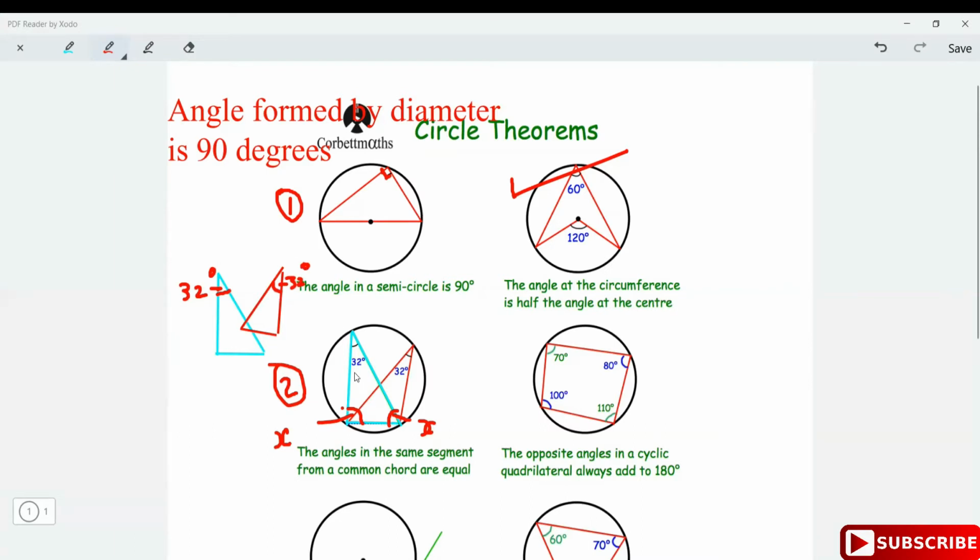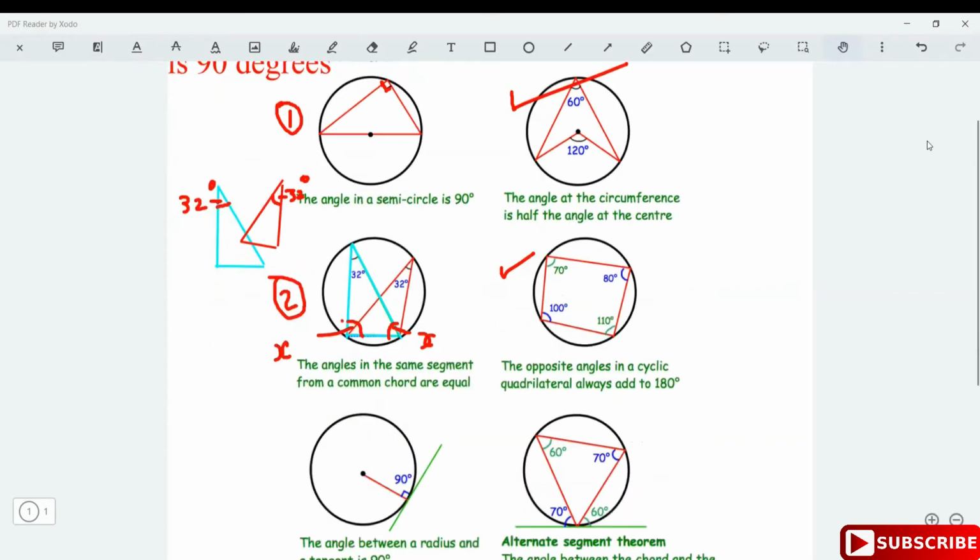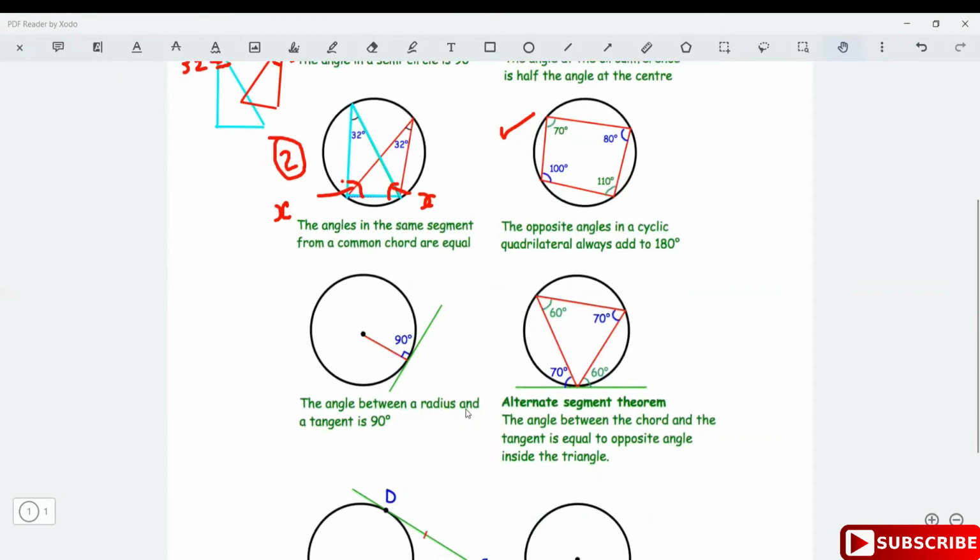So you must remember this one, very popular. This one is easy to remember, people normally remember it. Opposite angles in a cyclic quad sum to 180. We usually remember that. The angle between the radius and the tangent is 90 degrees.